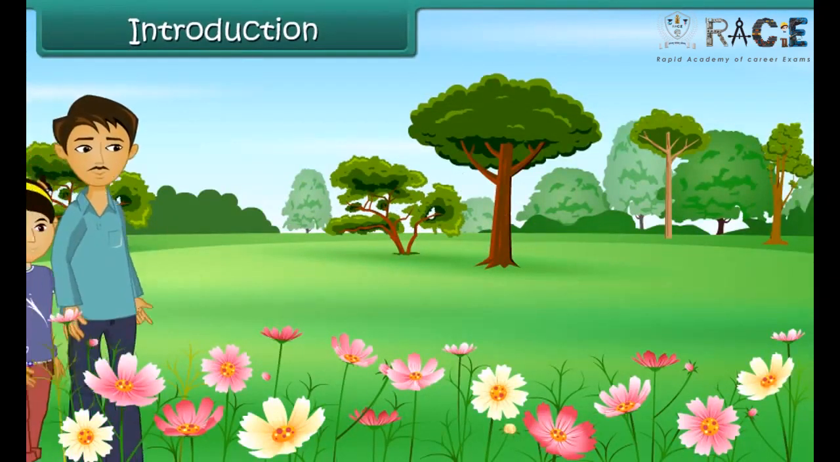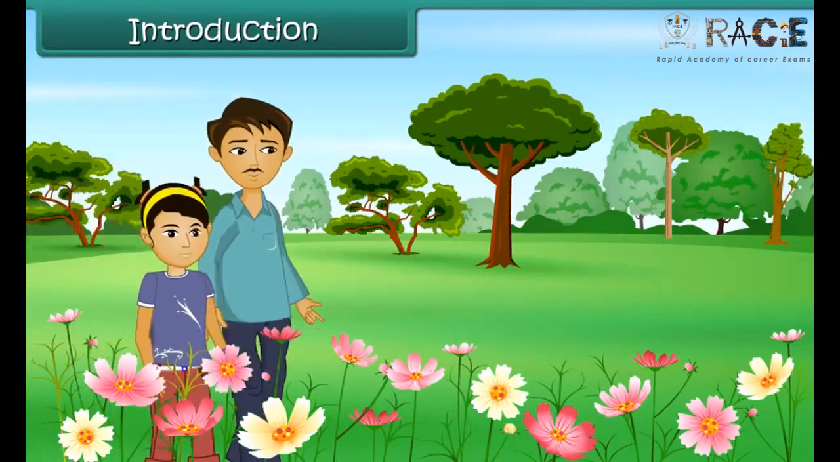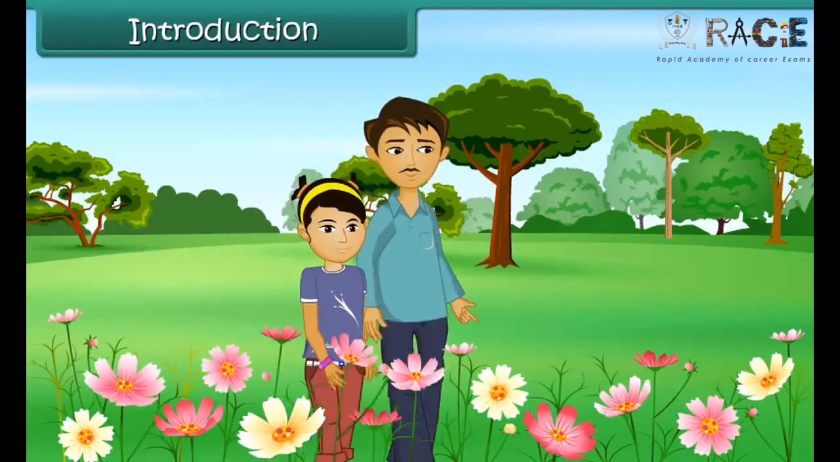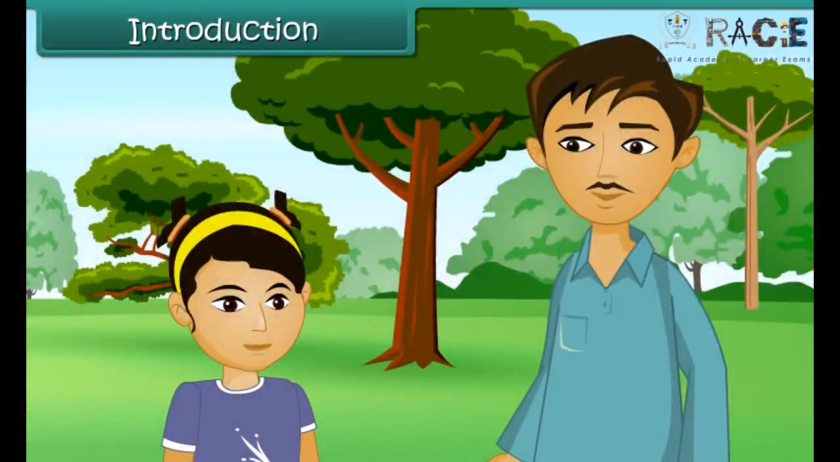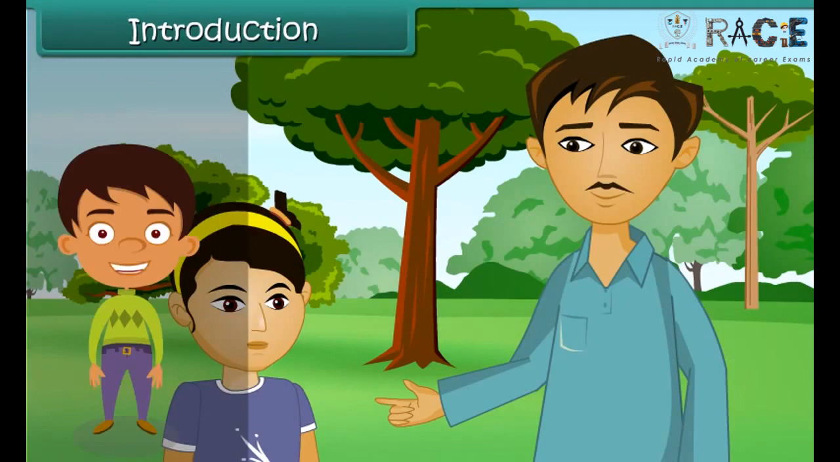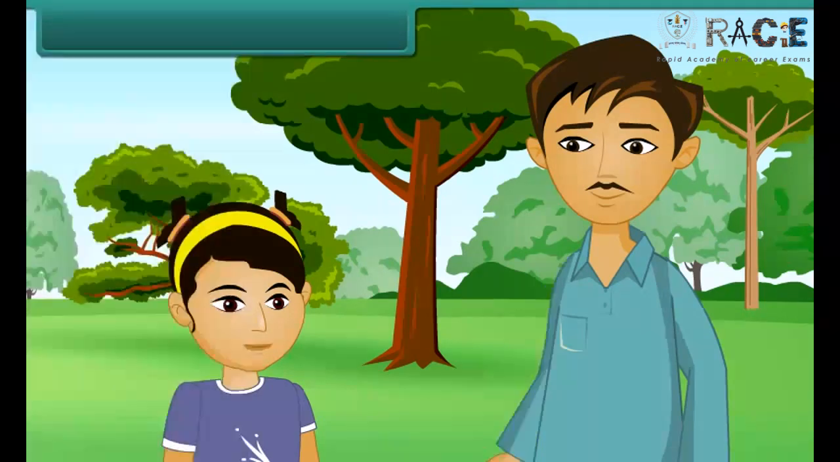Barney is taking a stroll in the garden with her father. Barney wants to know why there are so many trees in the garden. Her father tells her that plants keep the air clean and fresh. Barney asks her father to tell her more about air. In this lesson, you will learn about air.